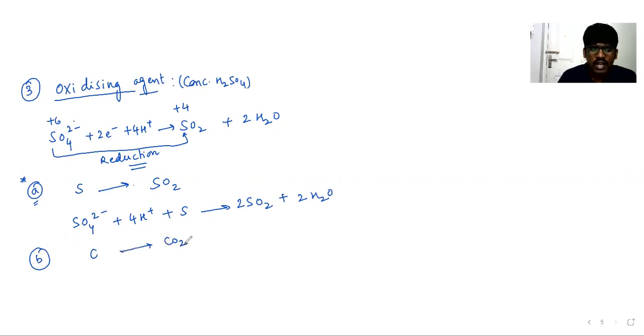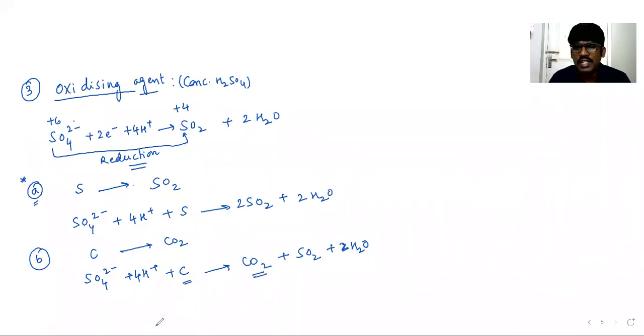In a similar way, carbon can be converted into carbon dioxide. Same reaction: SO4 2 minus and 4H plus of course, carbon, and I'll get CO2 plus SO2 plus 2H2O. Carbon has been oxidized to carbon dioxide.